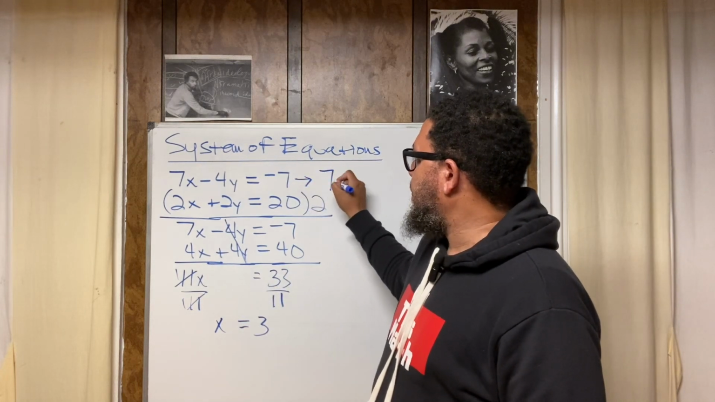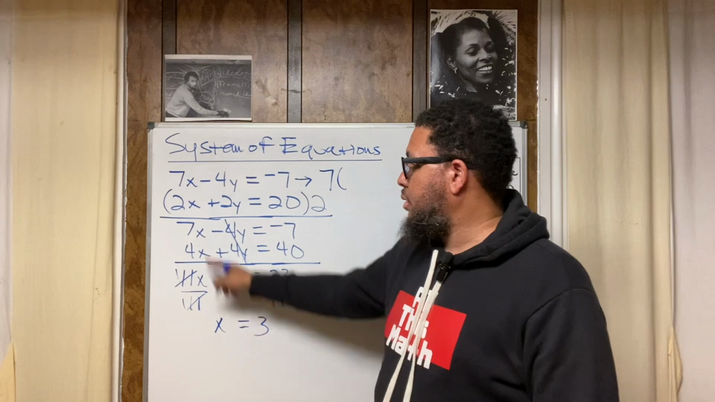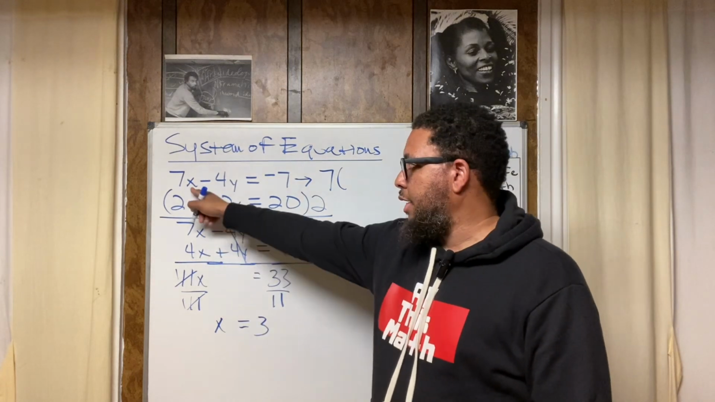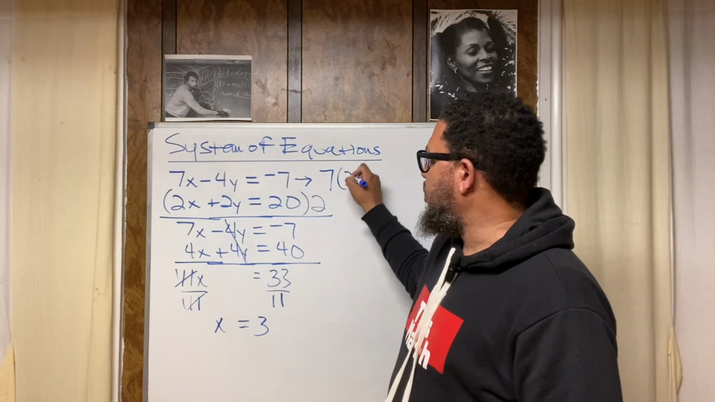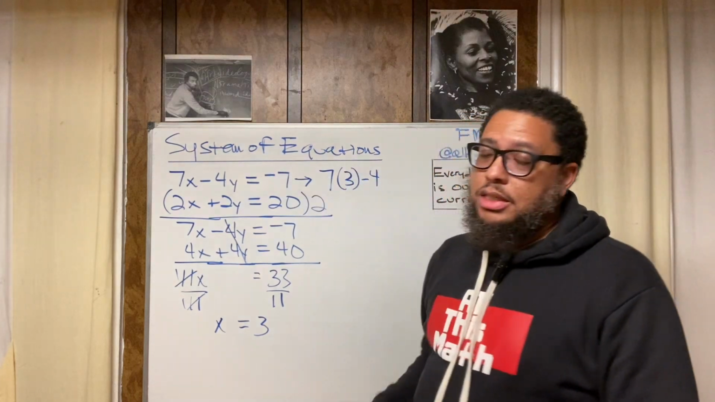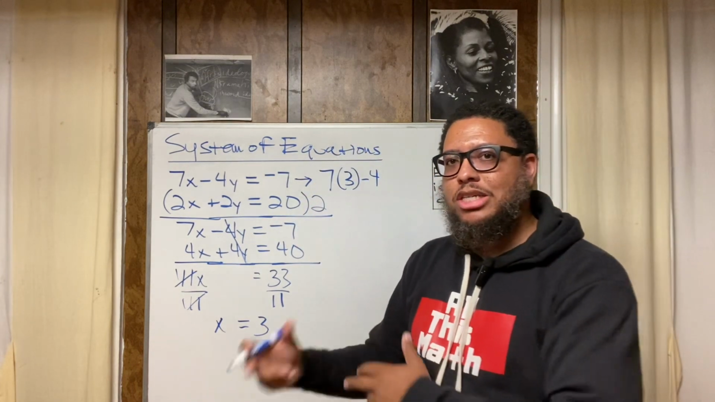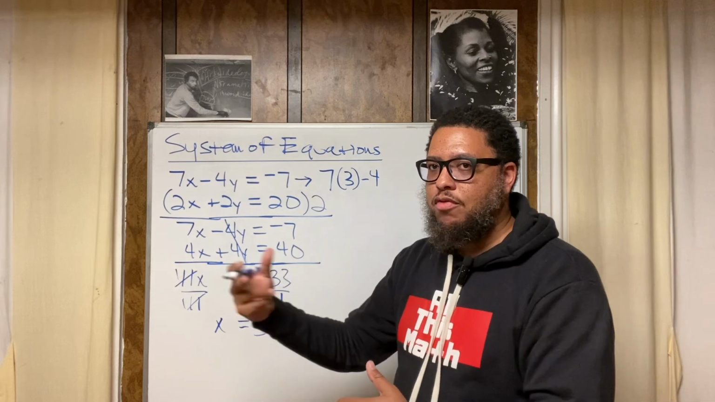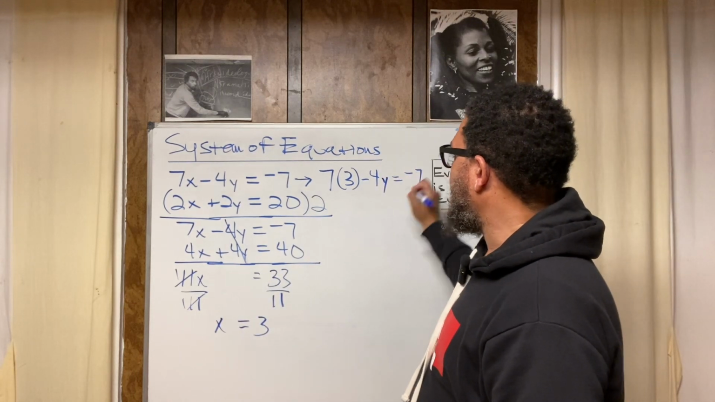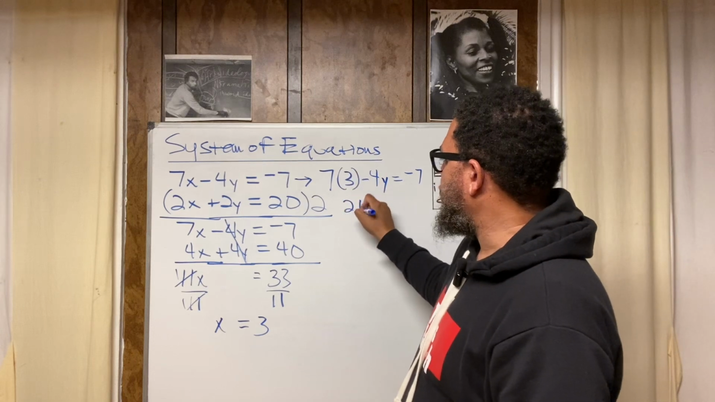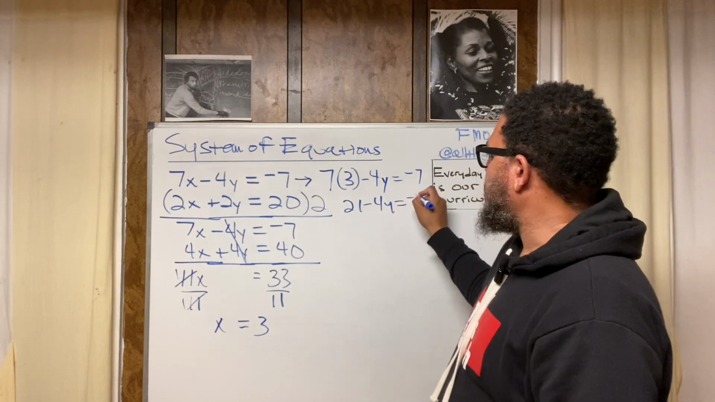So I'm doing 7 times, not x, because I know what x is. I don't need the x anymore. I know what it is. It's 3. So instead of saying 7 times x, I'm substituting 7 times 3. Even though this is not the substitution method, I still end up substituting to find the value of the second variable. Minus 4y equals negative 7. Now let's do 7 times 3. That's going to be 21. Minus 4y equals negative 7.